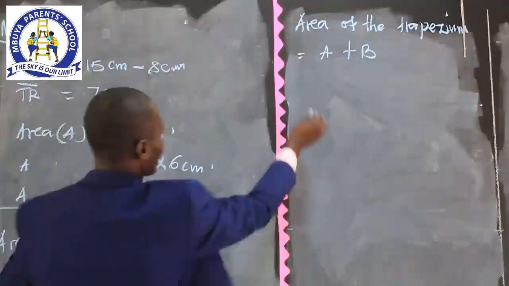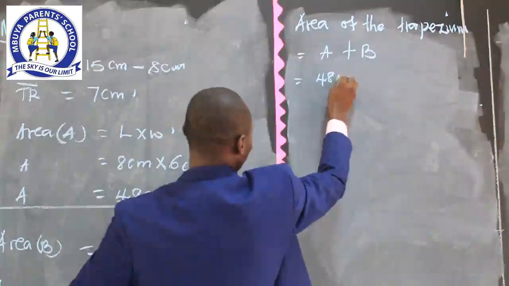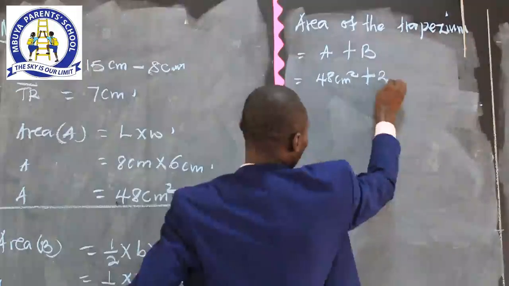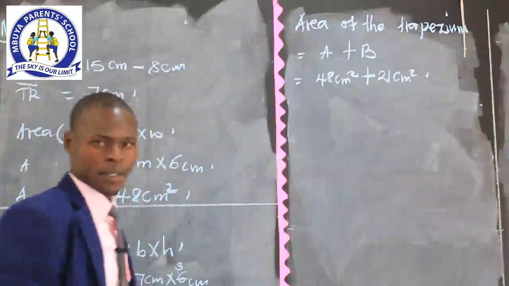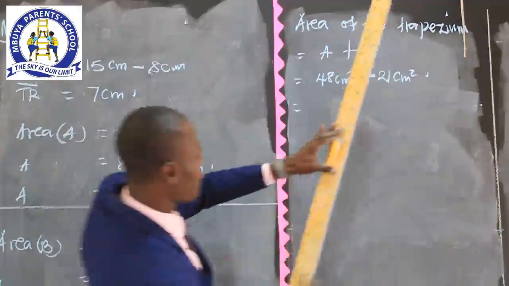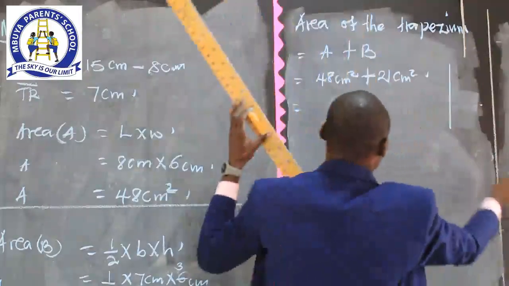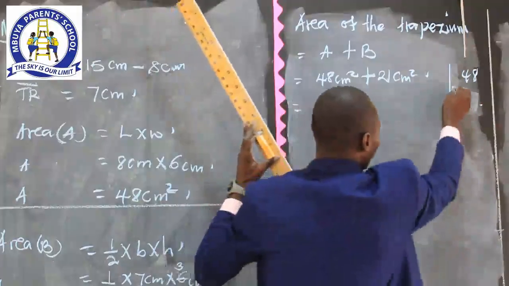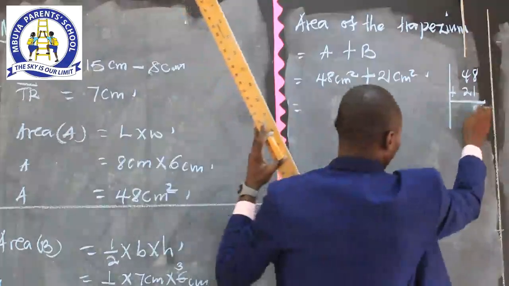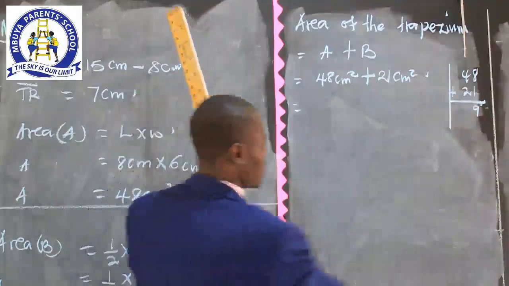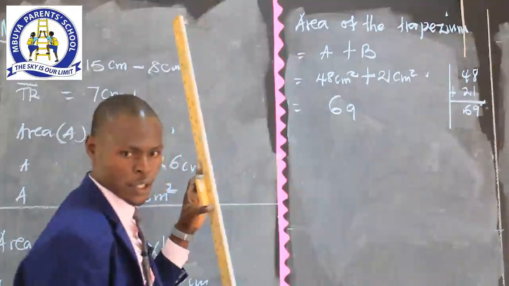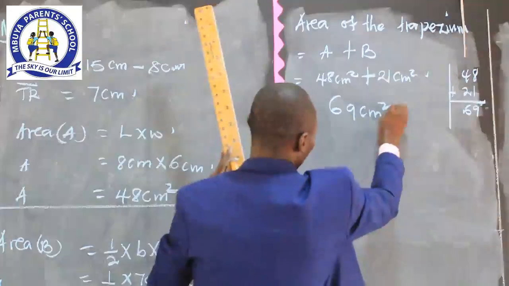Our area of A, class, we have it as 48 square centimeters, plus area of B, which we have as 21 square centimeters. Hope you are with me? Get the sum. As I said, you lose no mark. If you come this side and say, teacher, I have 48 plus 21: 8 plus 1, good, giving us a 9. 4 plus 2, wow, that is a 6. So our area in this case will be 69. Do not forget the units.